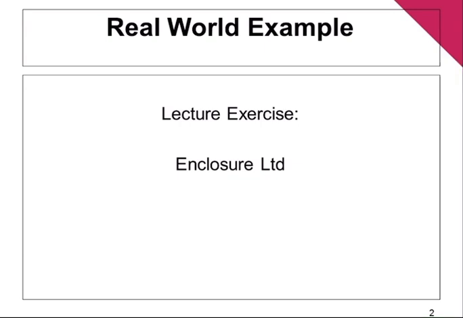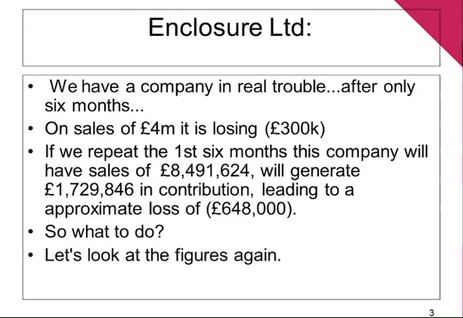Okay, so like I said, we're going to look at Enclosure Limited, and in essence what you've got is a company in real trouble. After only 6 months on sales of 4 million, it's losing £300,000, and obviously if you double that up for the full year, we're potentially losing up to £648,000. So what to do? Let's look at these figures again.